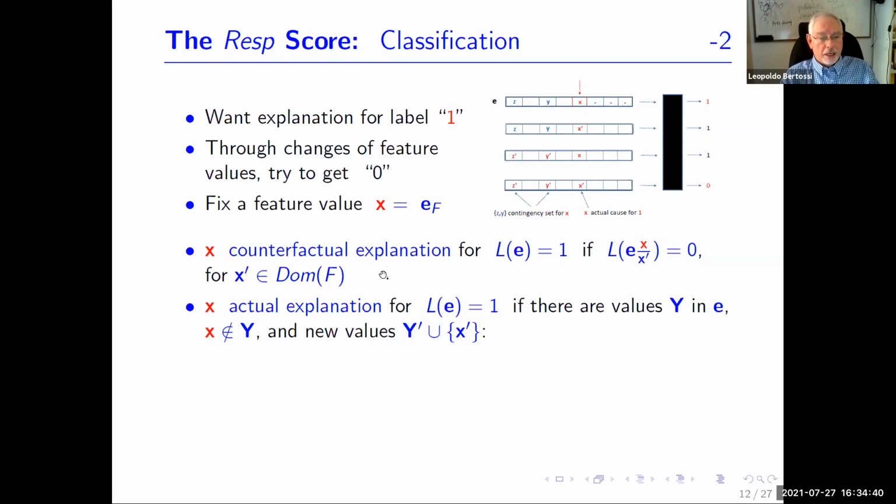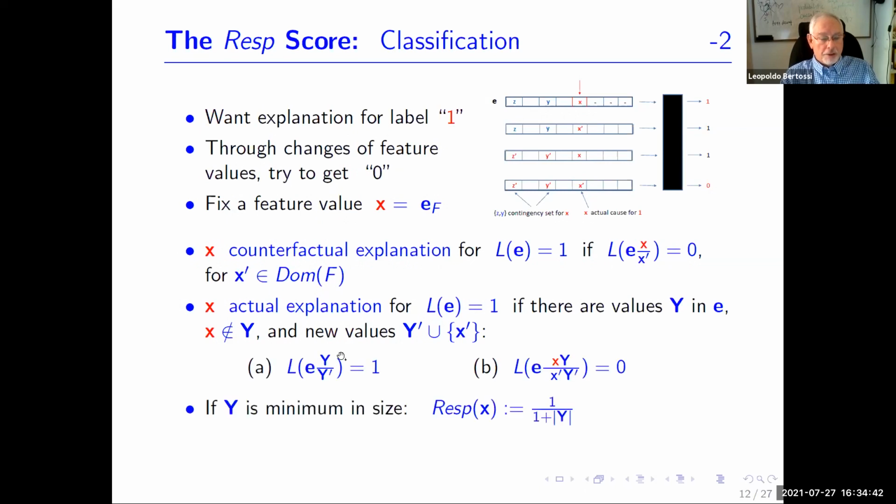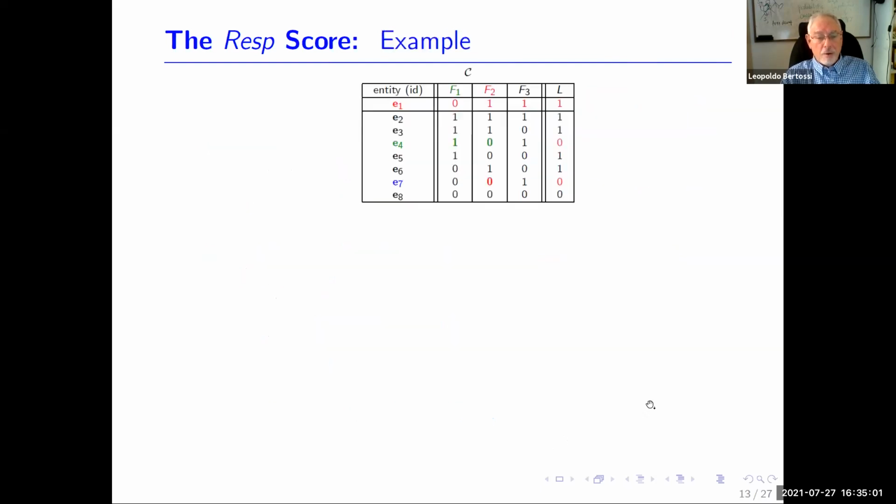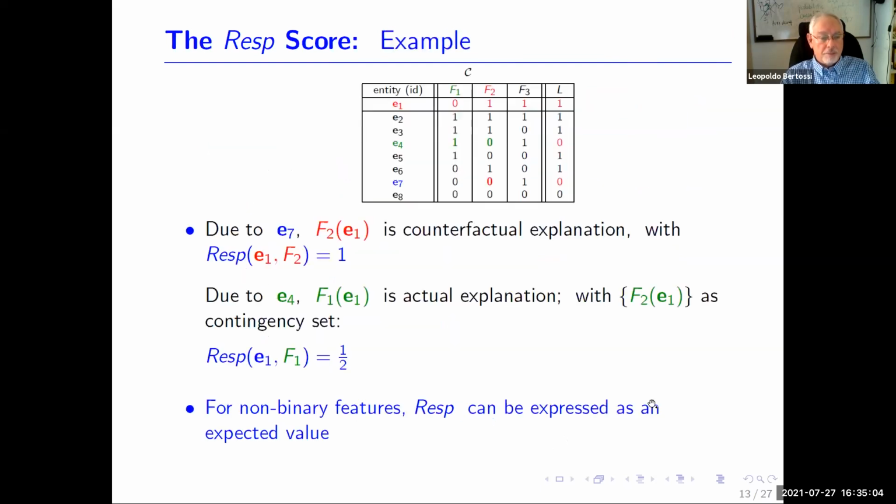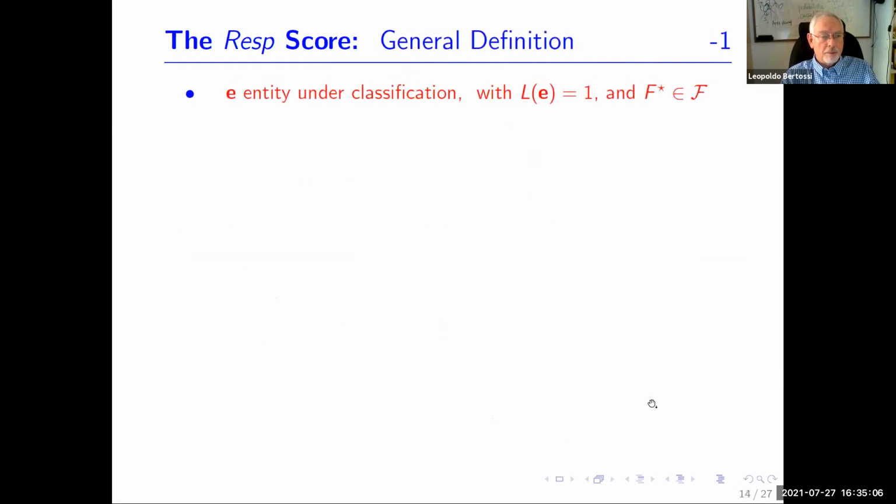So basically, I don't think we need to go through the details. Basically, Y is a minimum. If Y is a minimum size, I mean this contingency set, the responsibility will be 1 over 1 plus the size of this minimum size contingency set. That is the idea. However, I want to skip this. It's an example, but I will leave it to you.